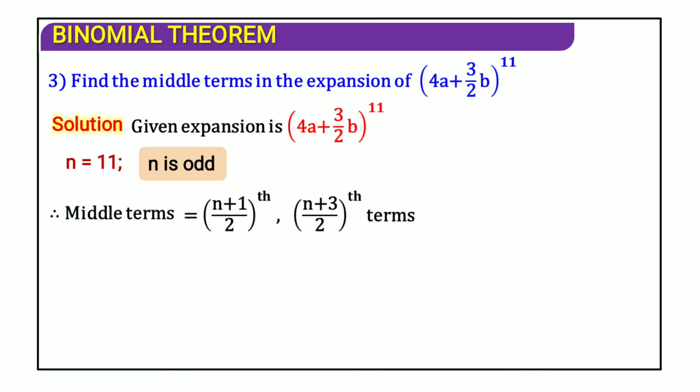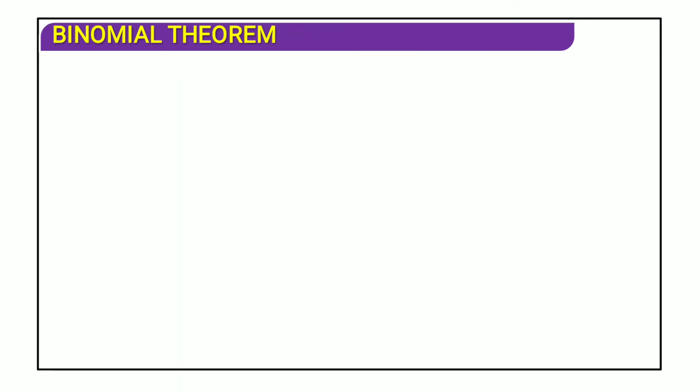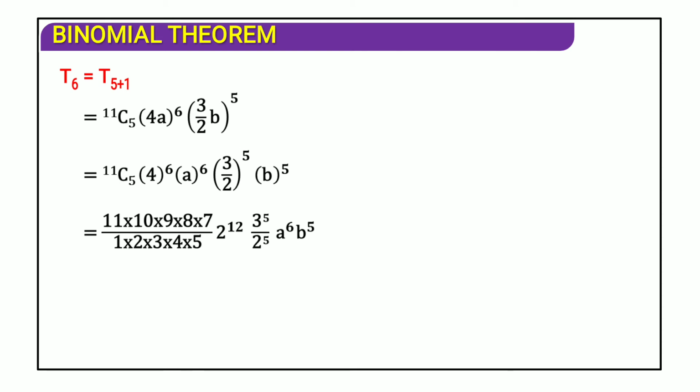It's obviously the (n+1)/2th and (n+3)/2th terms. So the terms are the 6th and 7th. T6 is equal to T5 plus 1. Obvious, the T(r+1) formula. Easily calculated by using the simple formula.